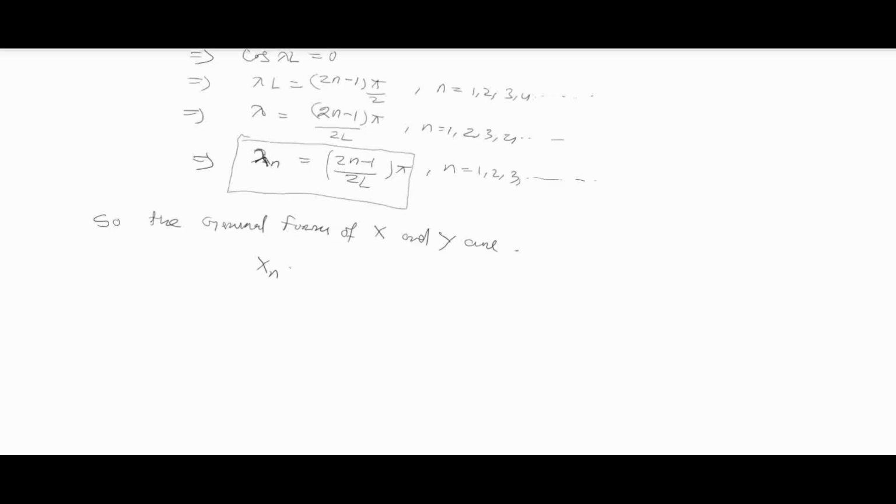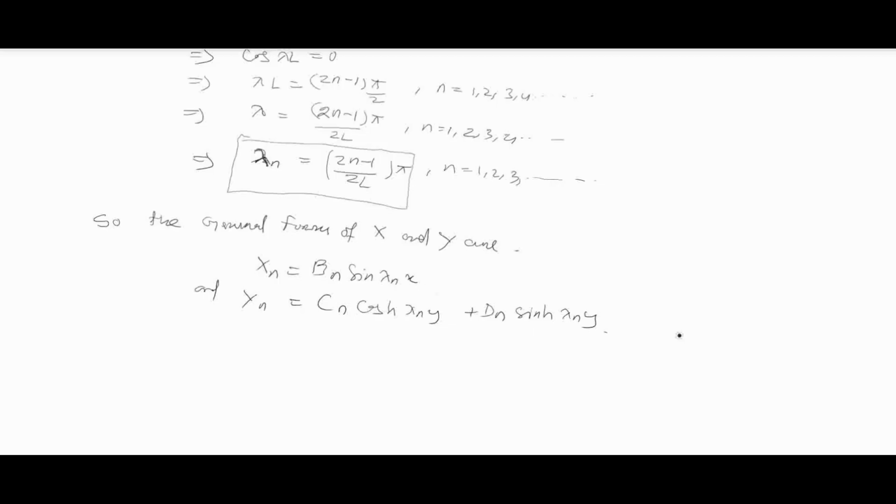Now Xn can be written as bn sin(lambda n x), and Yn can be written as cn cosh(lambda n y) plus dn sinh(lambda n y). Clear? Xn and Yn we get like this.